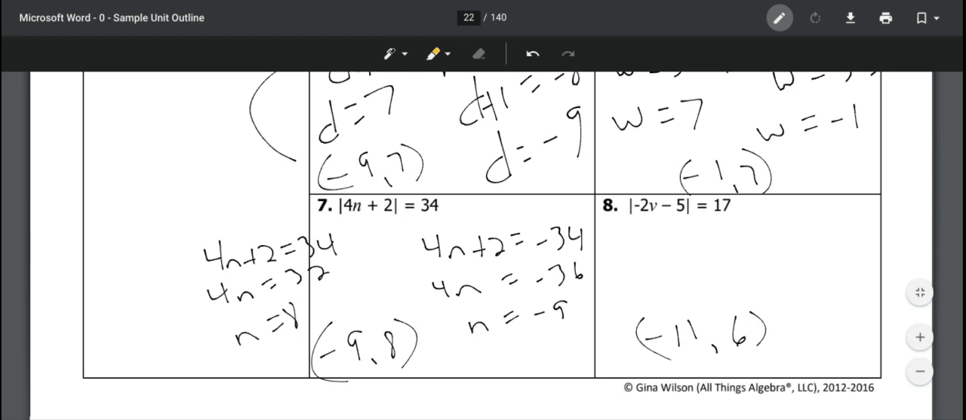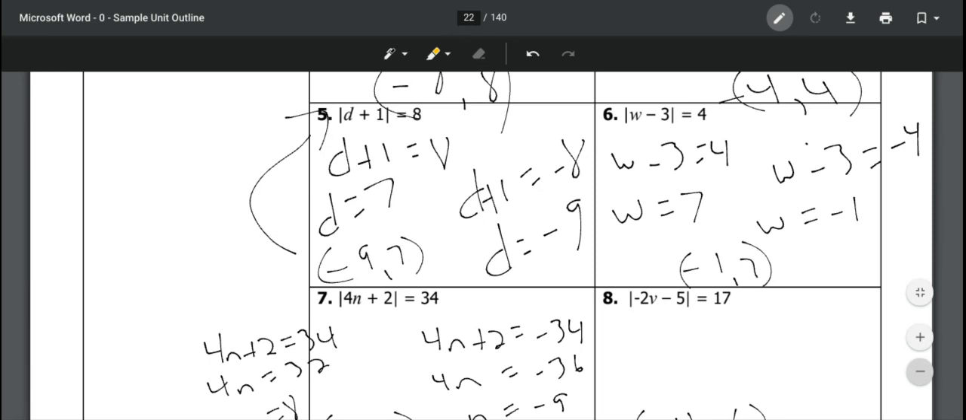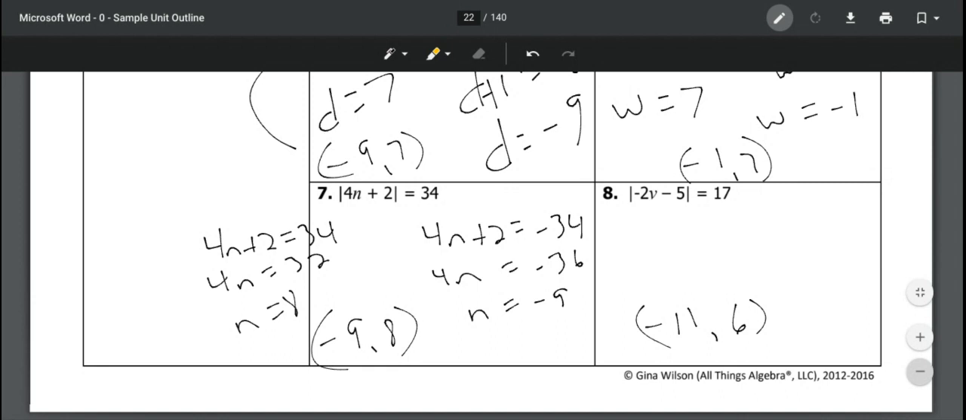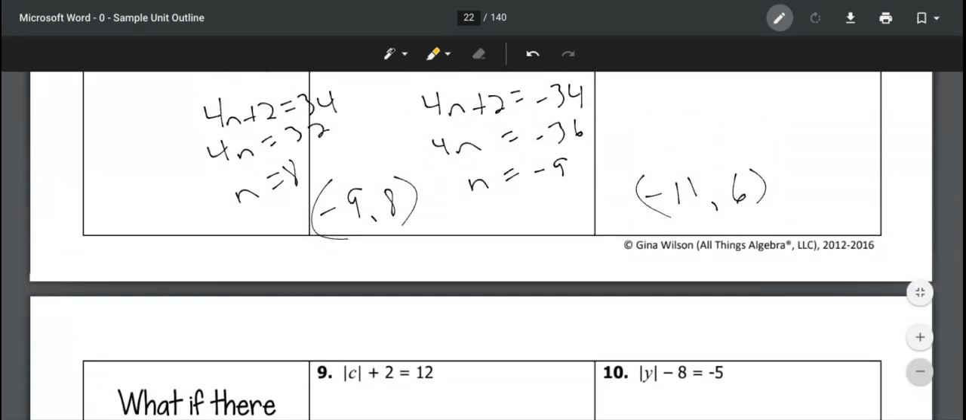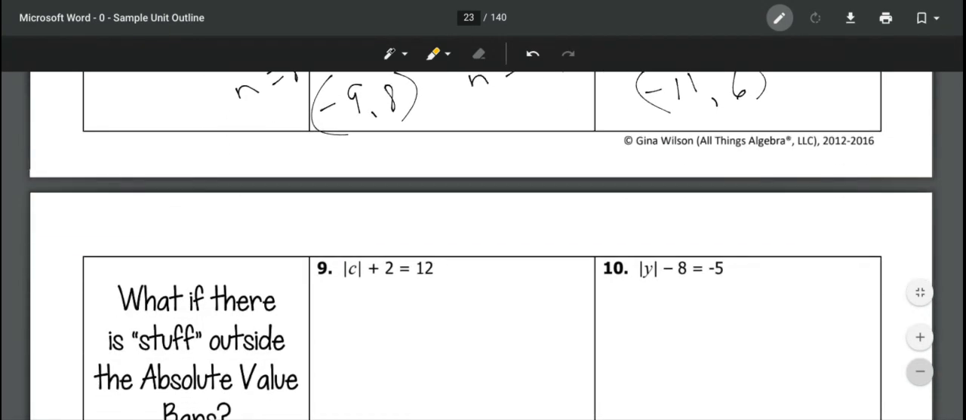Okay, if you go back and check your answers here, number 6, we had negative 1 and 7. Pause it if you need to look at them longer. And 7, we had negative 9, 8, and negative 11, 6. I did not work that one out because I feel like you shouldn't really have any problems. So, what if there is stuff outside the absolute value? On these, they were all isolated. On these, if you notice, the C also has a plus 2 on the outside. So we have to get rid of that, so we're just left with the absolute value.